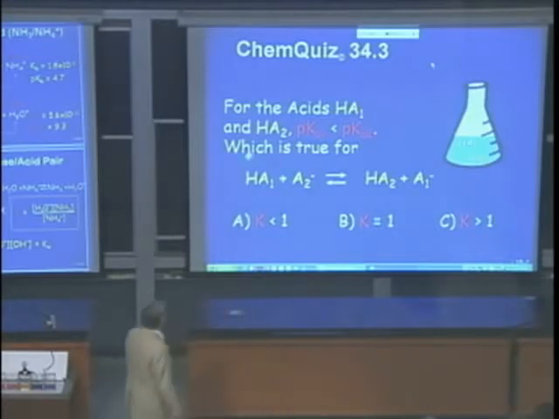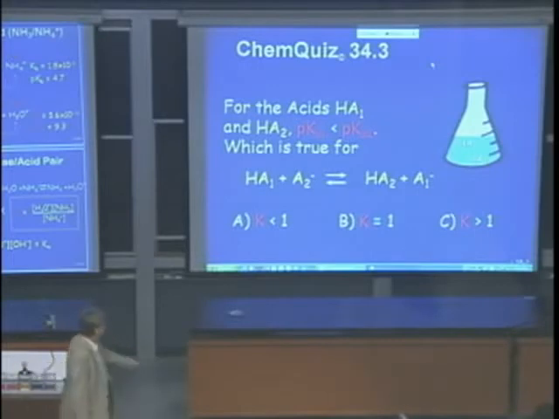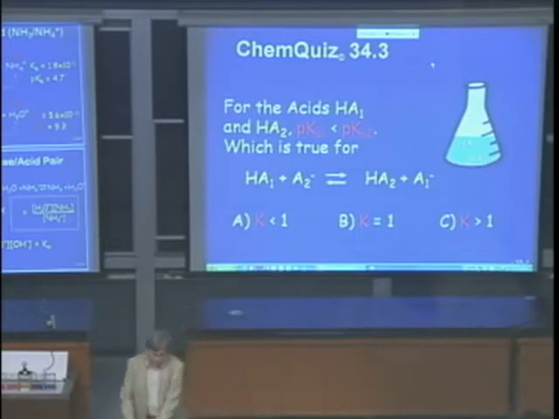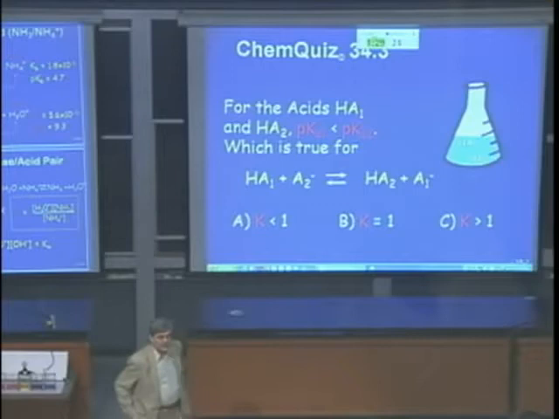If HA1 would be the weaker one, so this one would go over here, then HA2 would be the stronger one. And with this, you have this divided by that, the products of those concentrations, and this would make K smaller than 1. So what is it? Think about your pKs and your Ks. I give you 1 minute for it.